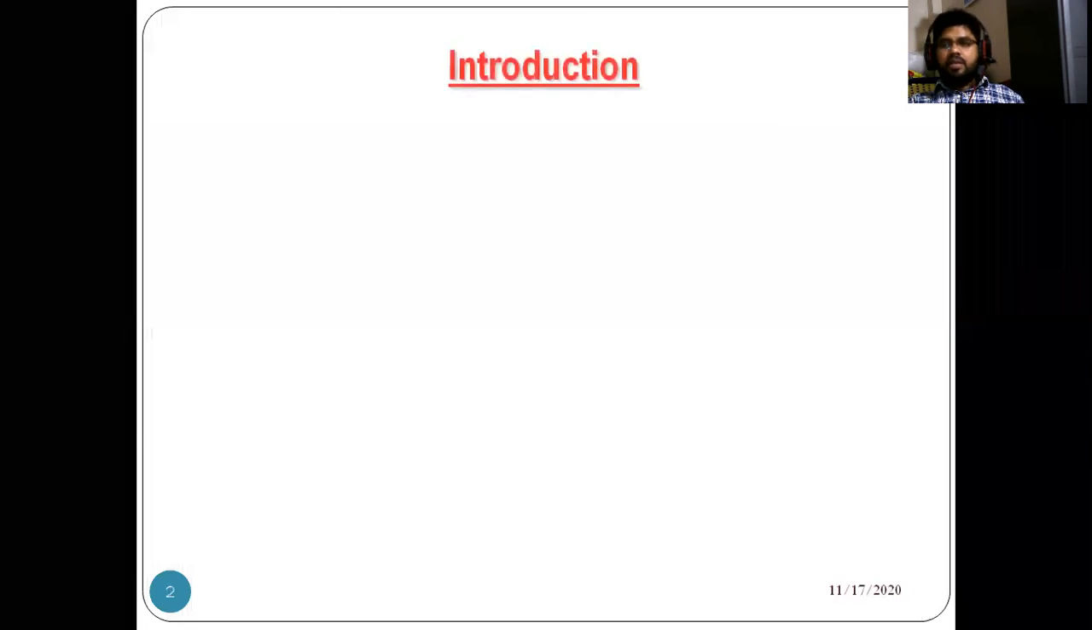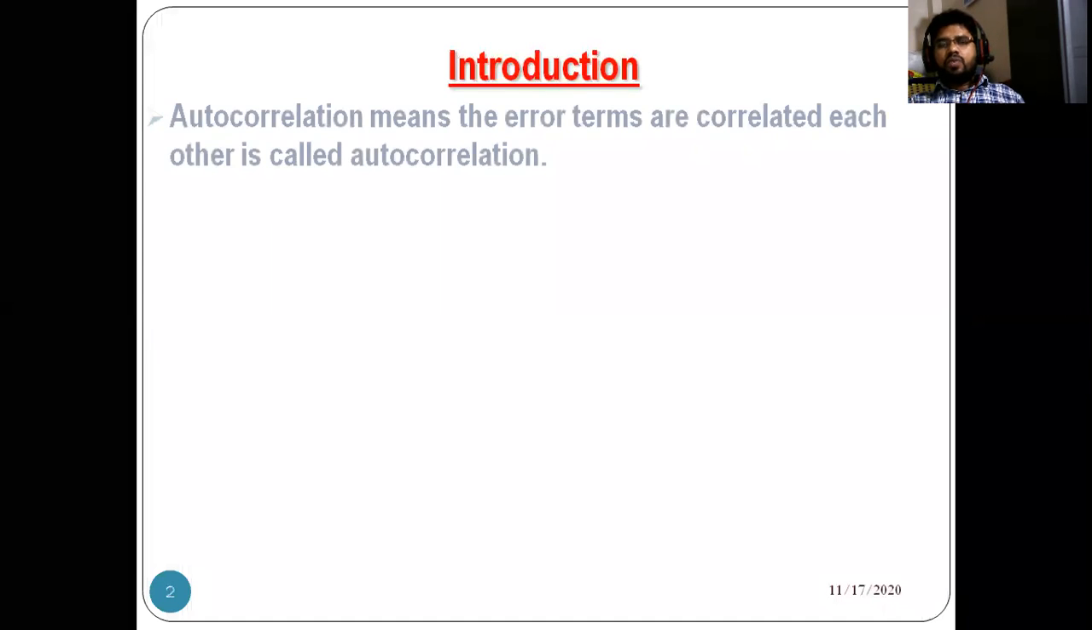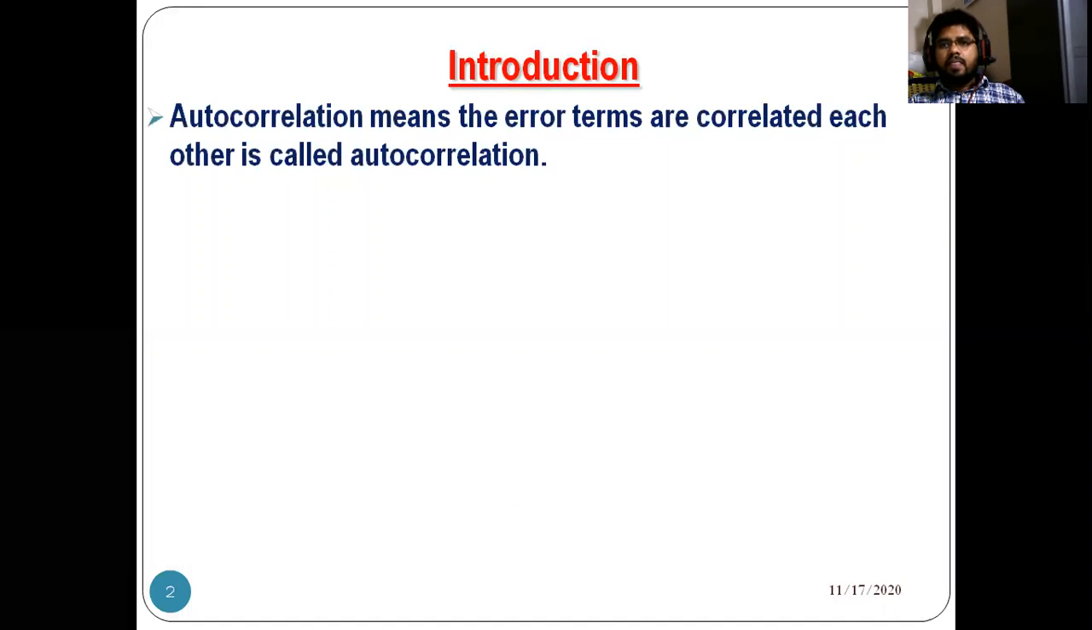For the introduction part, we need to understand first: what is meant by autocorrelation? Autocorrelation means the errors are correlated with each other. Errors are nothing but the errors in the regression analysis. So if the errors are correlated with each other, that is called autocorrelation.